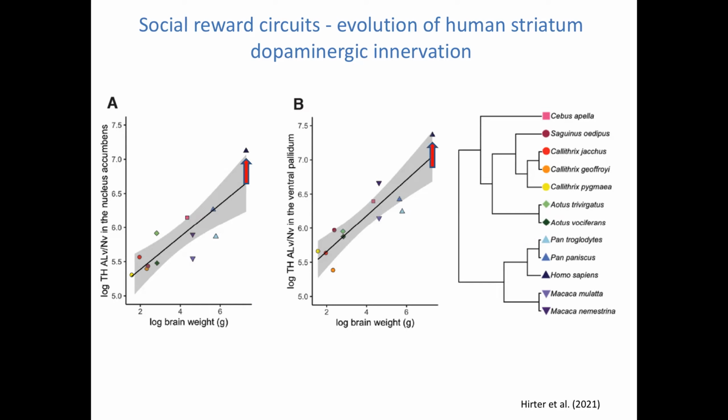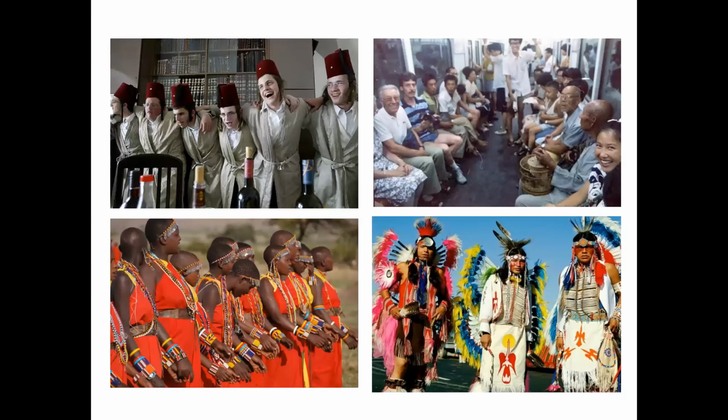So taken together, this might suggest that increased dopaminergic activation within the striatum, and particularly the ventral striatum, may be involved with enhancing social reinforcement reward in humans, which facilitates conformity, vocal motor learning, and so forth. And these human-specific brain evolutionary changes, we might hypothesize, are important in our species' cultural capacity.